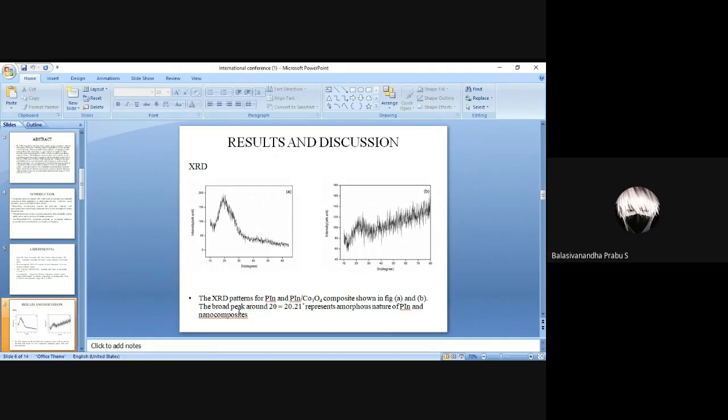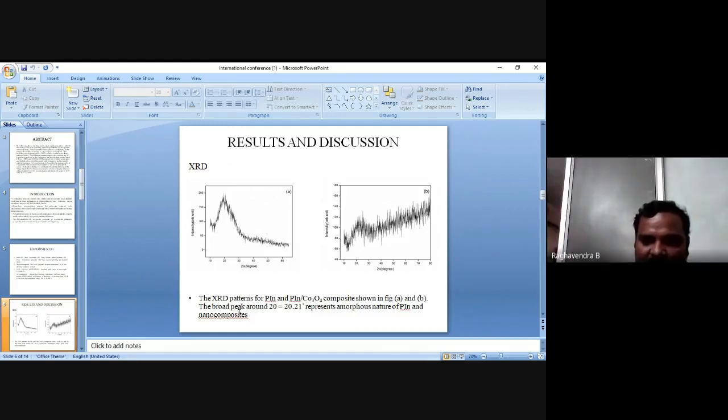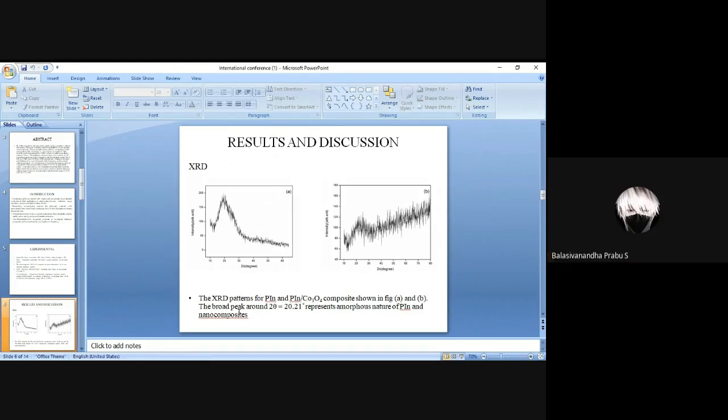Okay, so here, sir, what is the peak corresponding to Co3O4, and what is the peak corresponding to the polyindole? In the second XRD, actually, there is some noise, sir. But as the composition increases, this peak reduces, sir. That is the thing. That means, how did you perform this XRD?